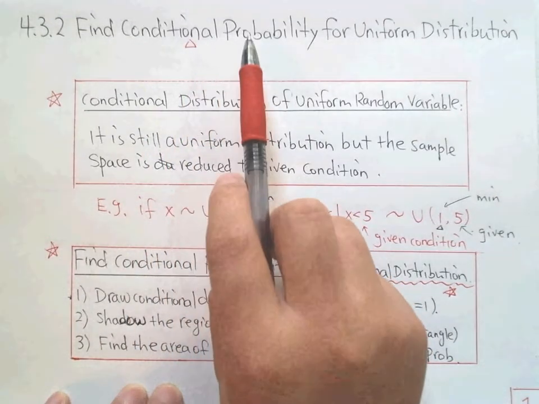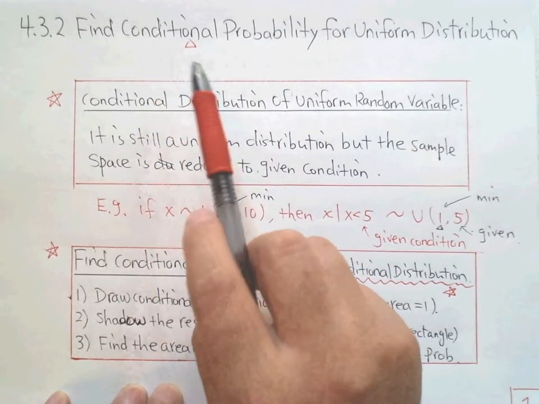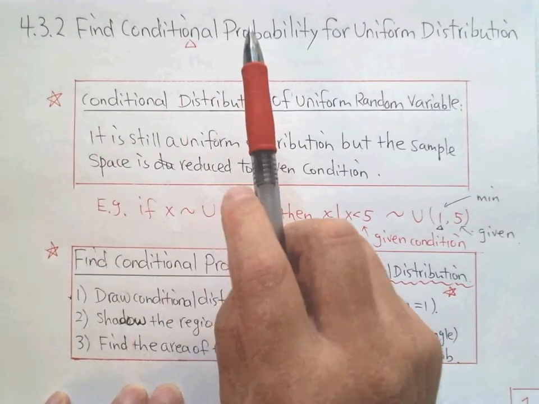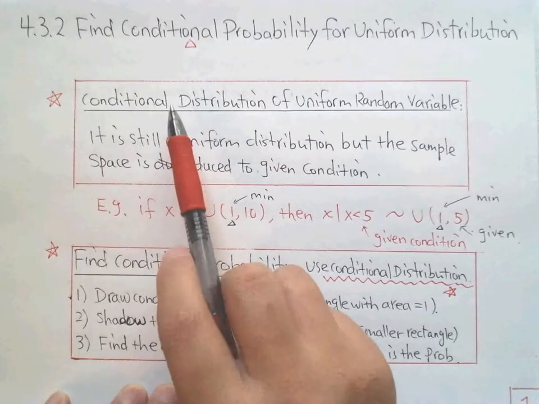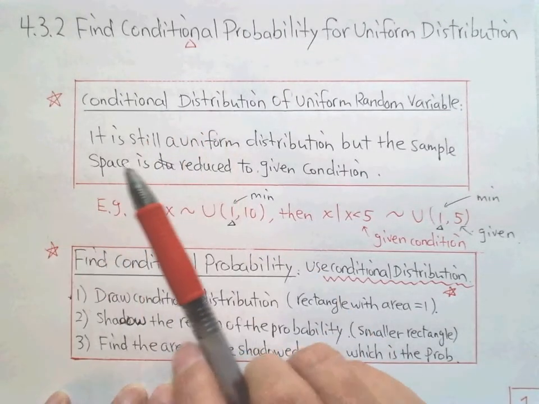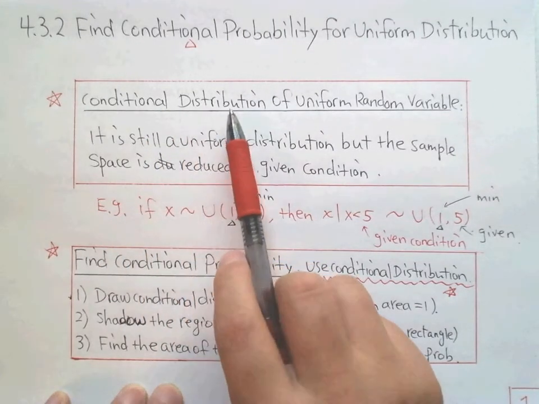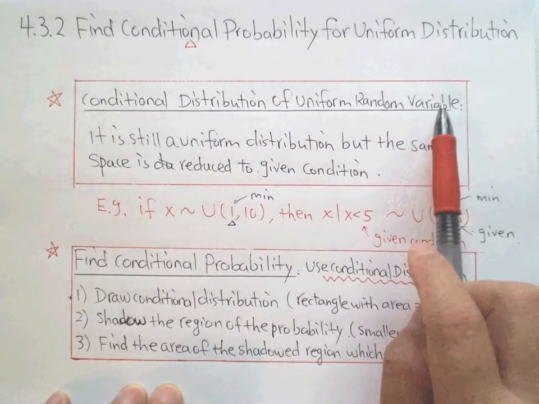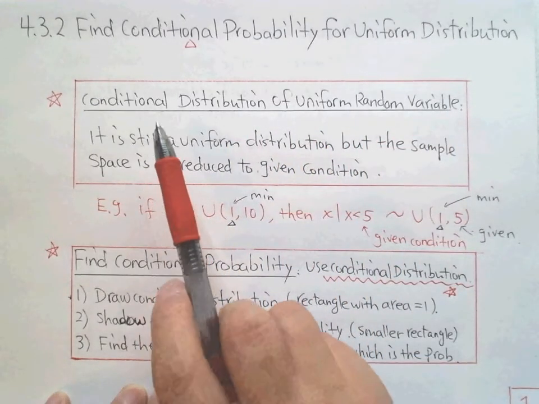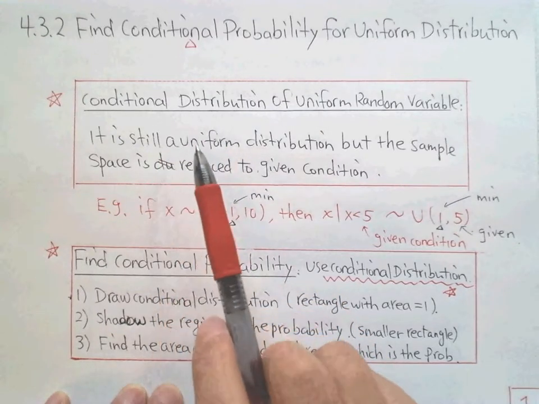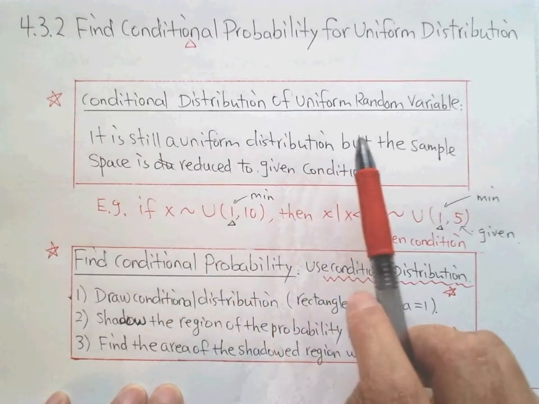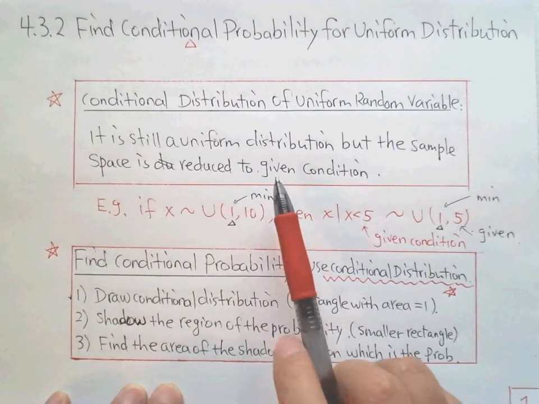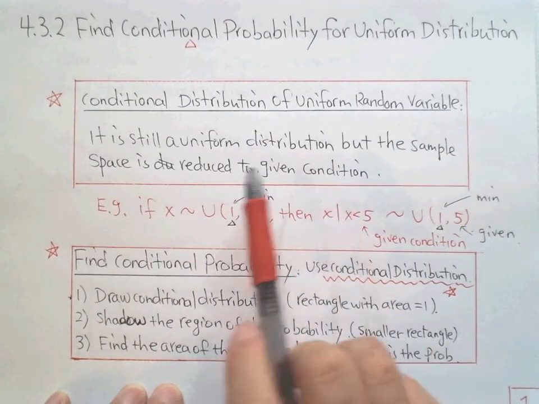We have given information, so our sample space has to reduce to the given information, right? So the conditional probability is the same. So what is conditional probability? If I'm given a uniform random variable, the conditional distribution is the uniform distribution, and the only difference is the sample space is reduced to the given condition. So this is just the definition. It's very basic, right?